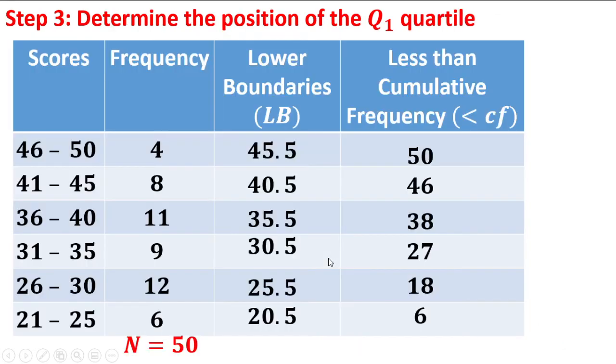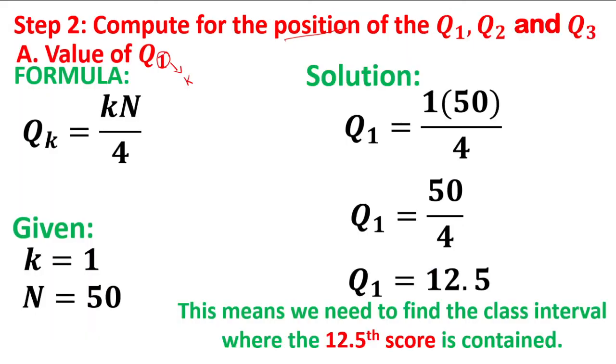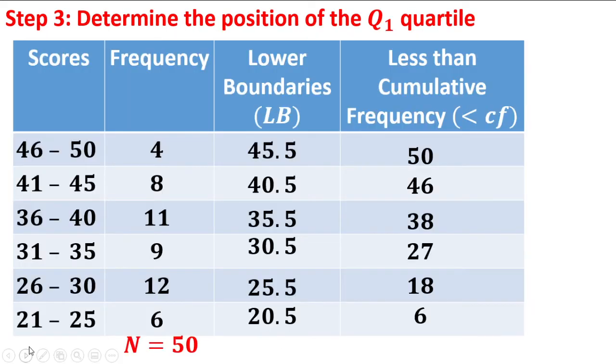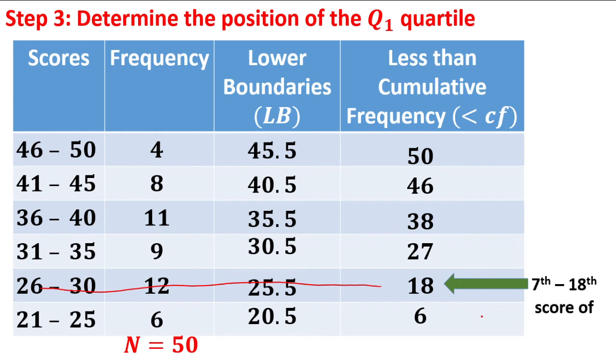Okay? So, in the table, you will look for the class interval that has the 12.5 score. Where in the table is the score with 12.5? We have this score. Okay? It says that this score or distribution, this whole row, contains the 7th to 18th score of the first quartile class.